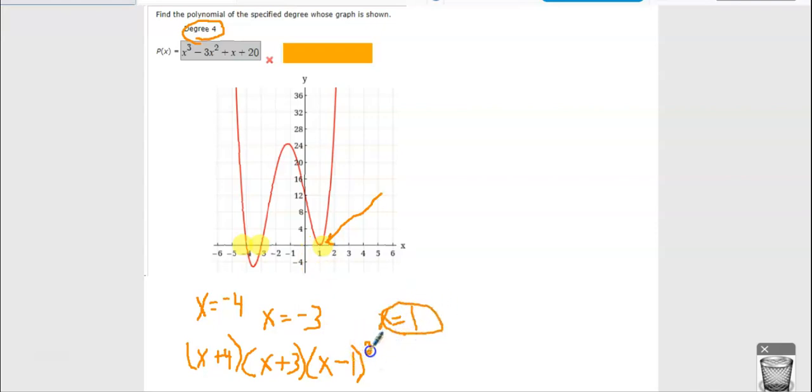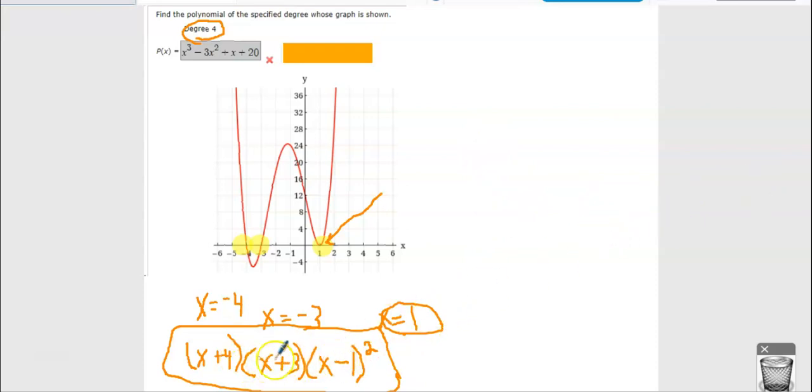So x minus 1 squared. And again, if I multiplied all, by the way, that's all you have to do. I actually make my students multiply all that out. WebAssign doesn't want you to. You can, it's not wrong, but they actually accept this answer right here as your polynomial. Again, I would make my students FOIL all this out and get an actual polynomial, P of x equals blank, blank, blank, blank, to be able to do that.